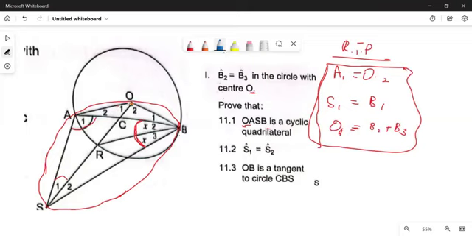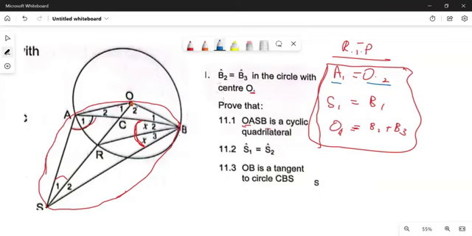So we are trying to prove that this thing here is a cyclic quadrilateral. And then for us to prove that this thing here is a cyclic quadrilateral, as I said, these are the things that I can prove. If I can prove that A1 is equaling to O2, this thing will be a cyclic quad.